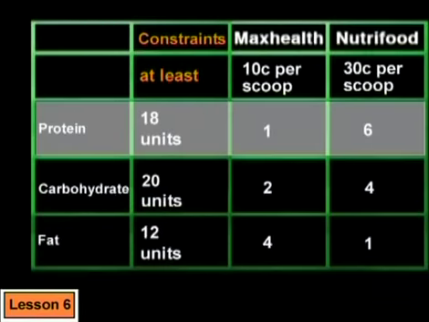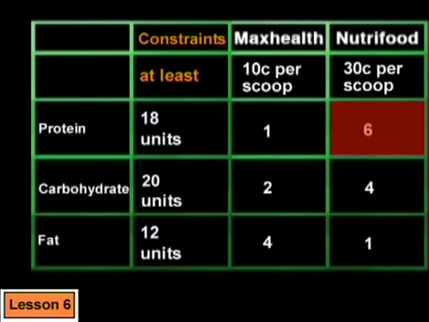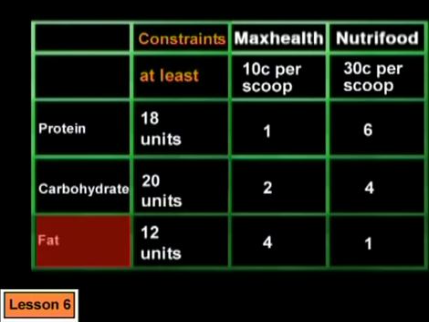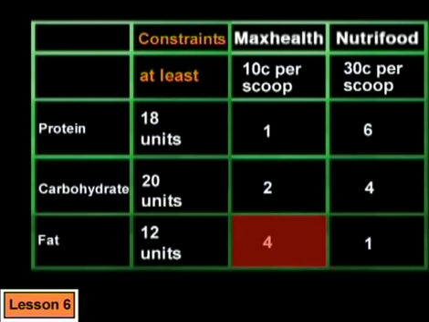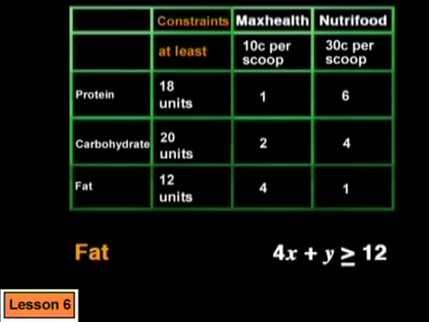If we do the same for protein, we are given that each scoop of Max Health has 1 unit of protein in it, and each scoop of NutriFood has 6 units of protein in it. So, x plus 6y must be greater than or equal to 18. Then if we look at fats, we are given that each scoop of Max Health has 4 units of fat in it, and each scoop of NutriFood has 1 unit of fat in it. So 4x plus y must be greater than or equal to 12.